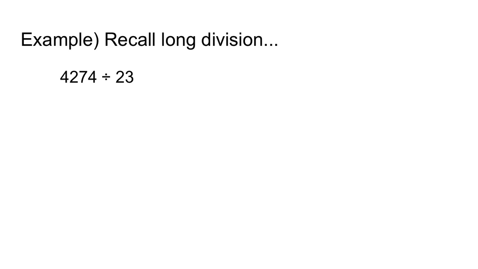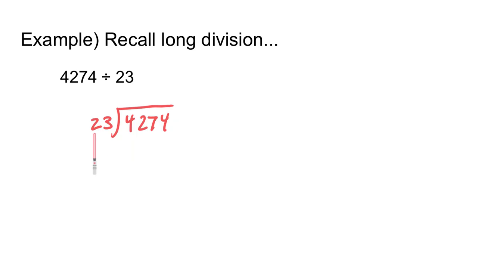4,274 divided by 23. So the first thing we're going to do is rewrite this using long division. If you remember, we take the dividend, 4,274, and write it underneath that long division bar with the divisor out front. Now, we're going to look to see how many times 23 goes into this number, 4,274. But we're going to start with just the first digit, that thousands digit.